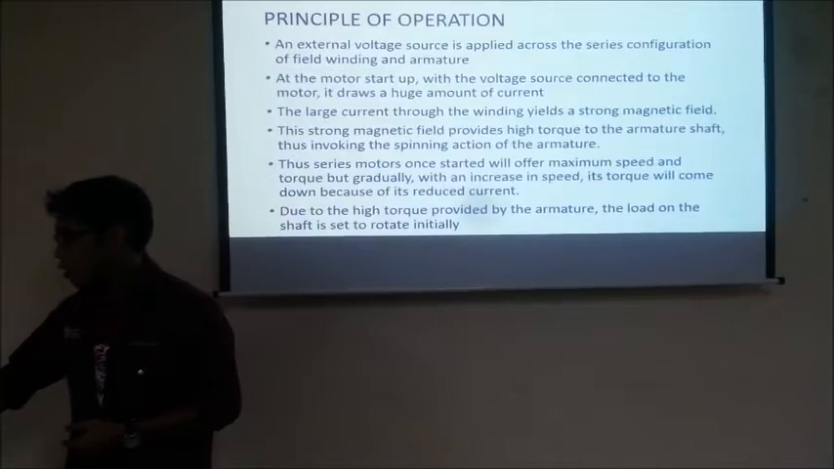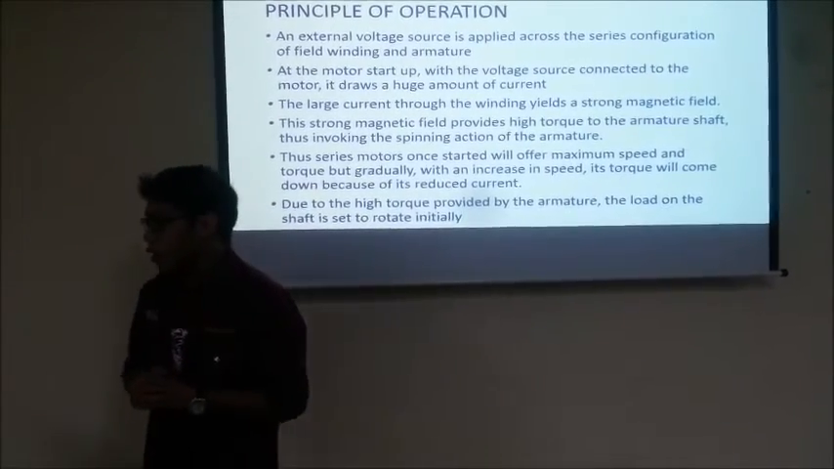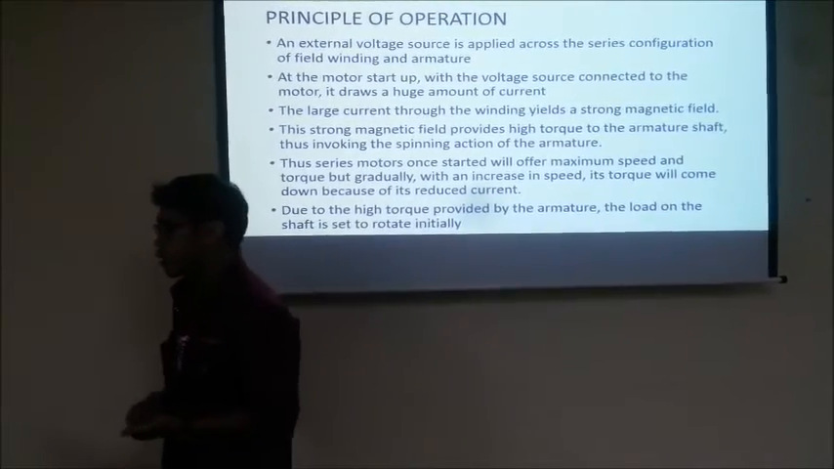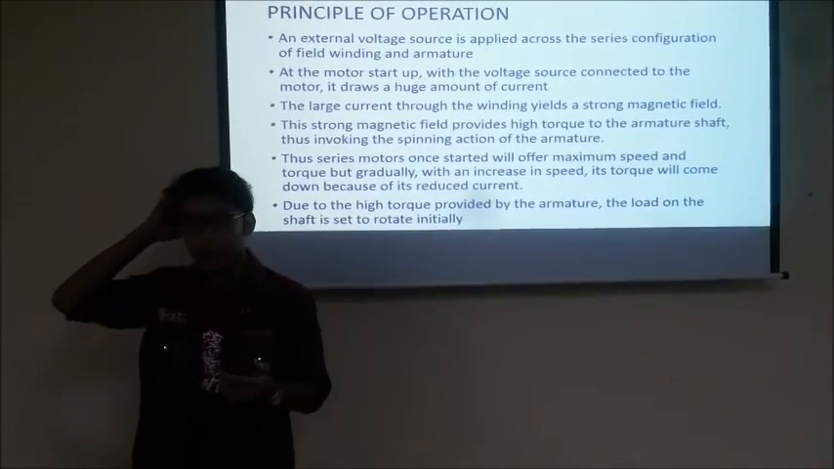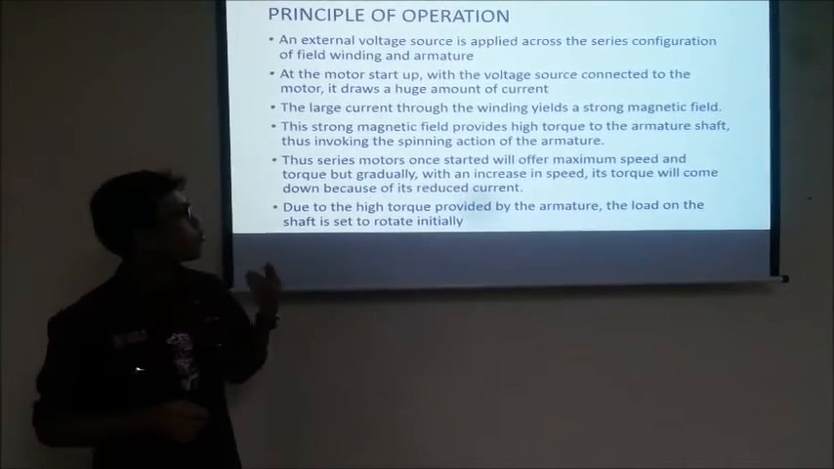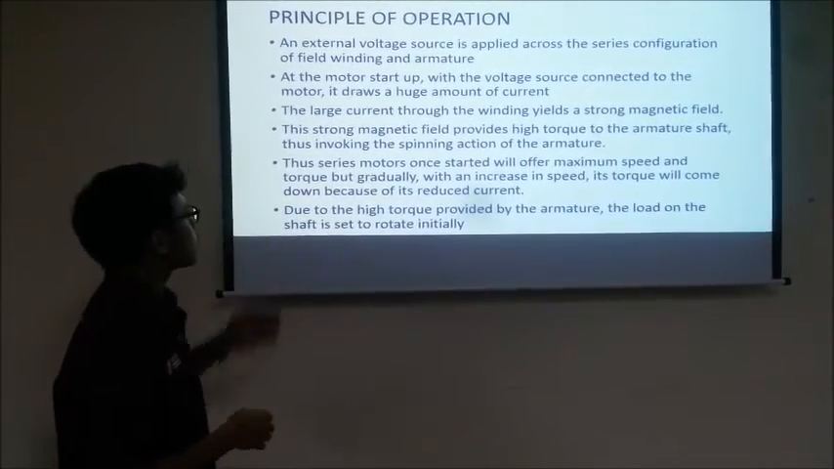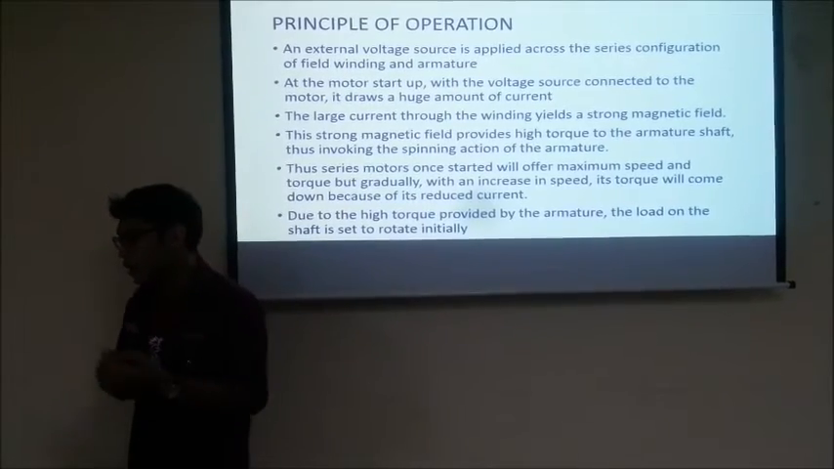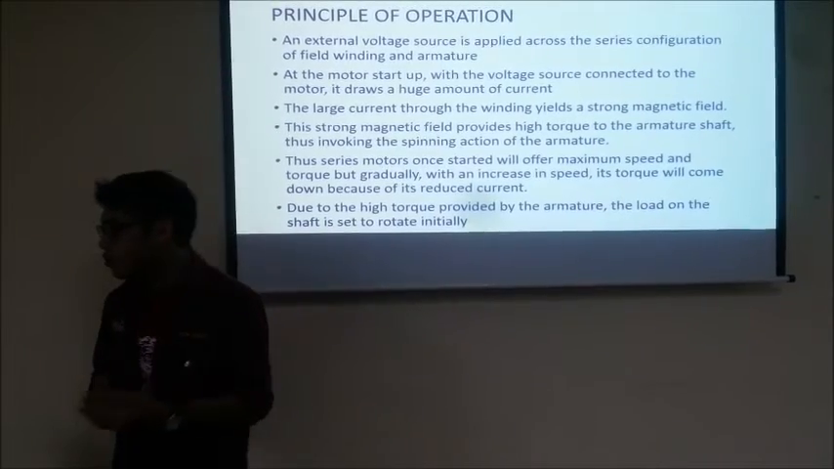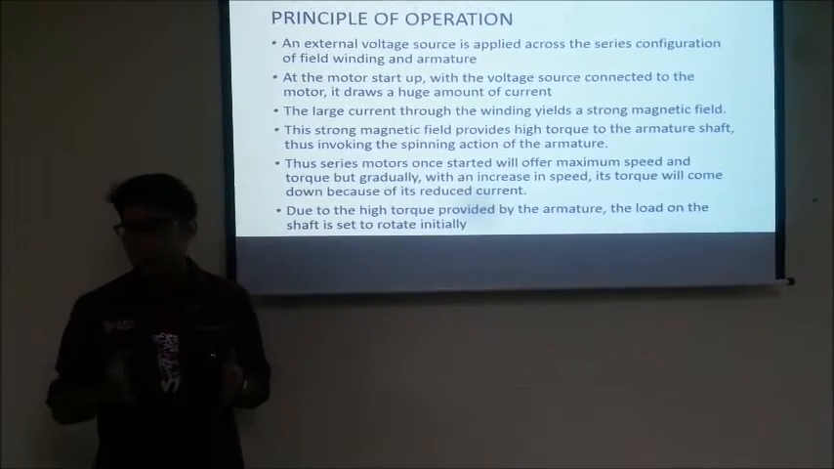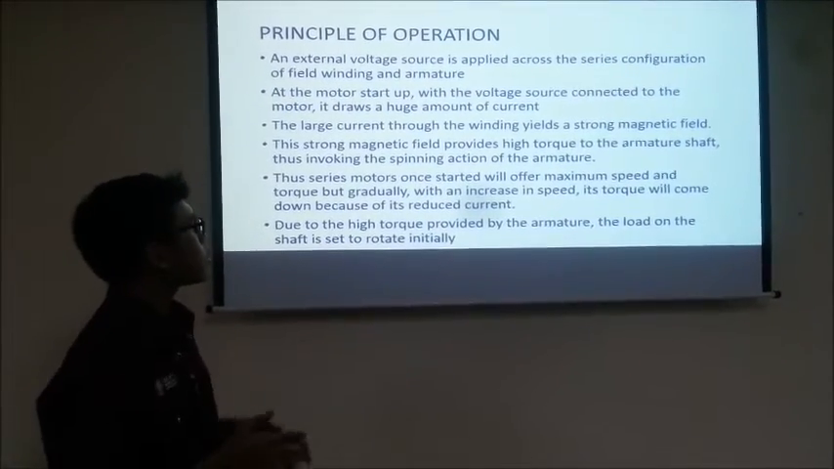Next, the principle of operation. In the principle of operation of a DC series motor, an external voltage source is applied across the series configuration of field winding and armature. When the motor starts up, the voltage source is connected to the motor and withdraws a huge amount of current. The large current goes through the field windings and produces a strong magnetic field. This strong magnetic field provides a high torque to the armature shaft, thus invoking the spinning action of the armature.